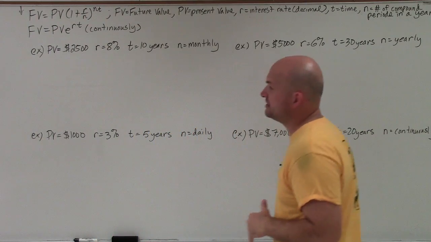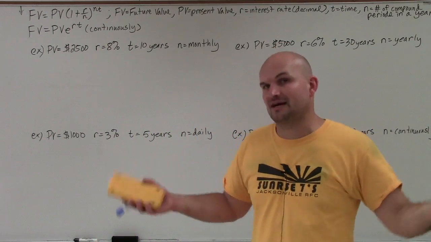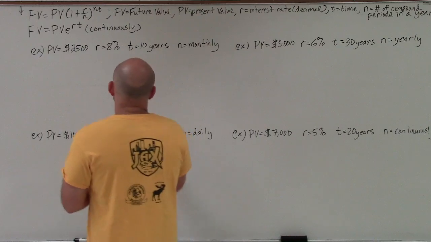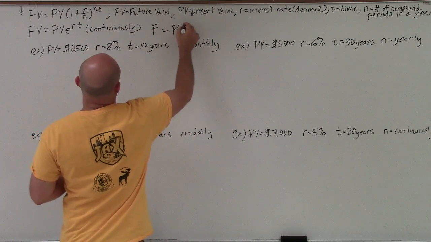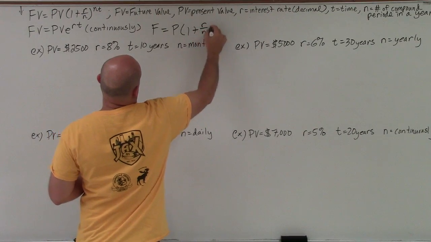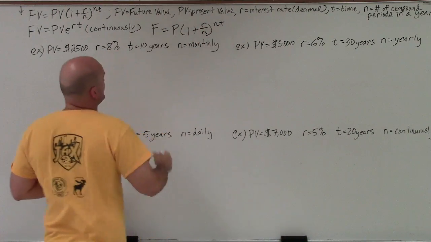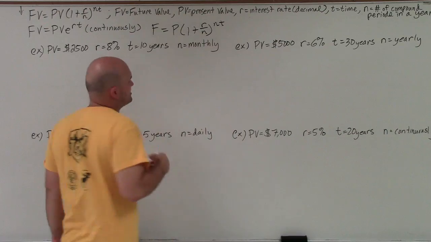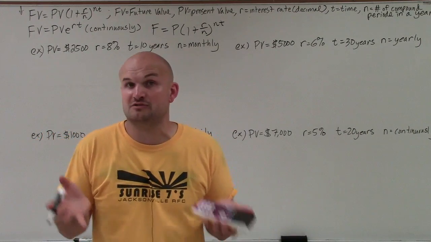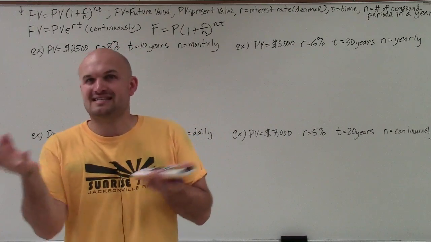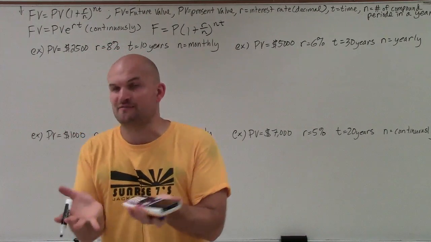Now, I wrote FV and PV because present value and future value make sense. But a lot of times we'll also just shorten it to F equals P times 1 plus R over N raised to the N times T. The reason it's sometimes preferred to use F and P is because we want you to understand that future value is just one value. FV is not two different variables. FV represents one variable.